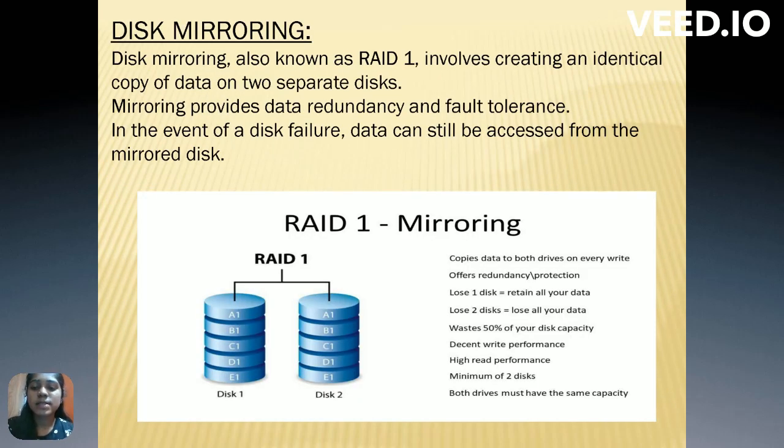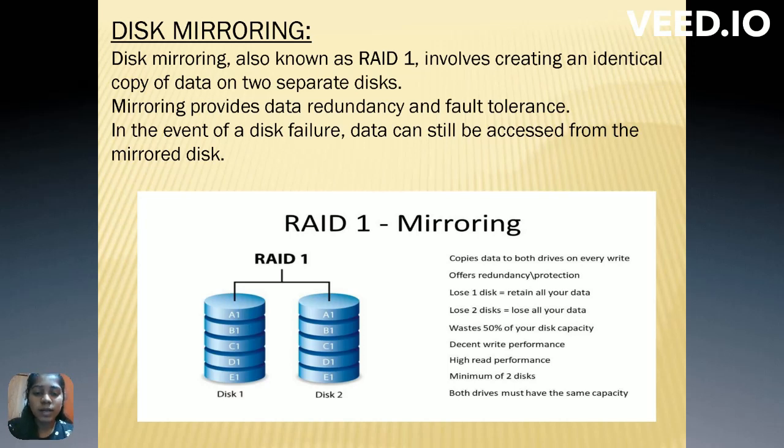The next is disk mirroring. Disk mirroring, also known as RAID 1, involves creating an identical copy of data on two separate disks. Mirroring provides data redundancy and fault tolerance. In the event of a disk failure, data can still be accessed from the mirror disk.